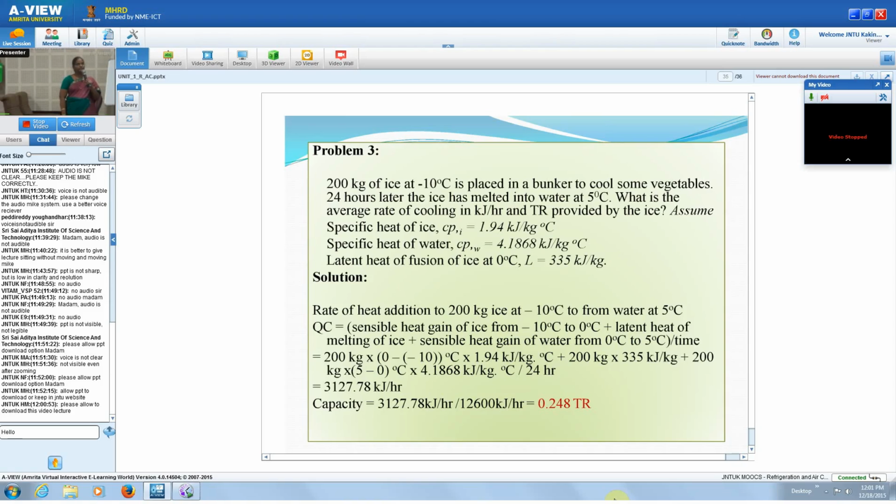Assuming that the specific heat of ice is 1.94 kilojoules per kg degree centigrade and specific heat of water is 4.1868 kilojoules per kg degree centigrade and latent heat of fusion of ice at 0 degree centigrade is 335 kilojoules per kg.